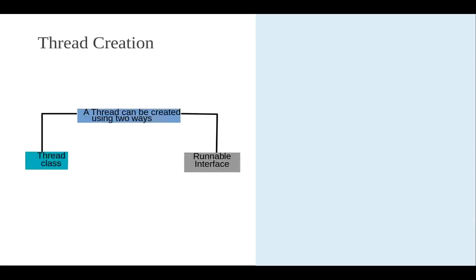A thread can be created in two ways, either by extending the Thread class or by implementing the Runnable interface. Thread is a class, and Runnable is an interface. Both the Thread class and the Runnable interface contain the same run method, which has to be overridden in the class where it is implemented or extended, and the code written inside the run method is what is executed by that particular thread.